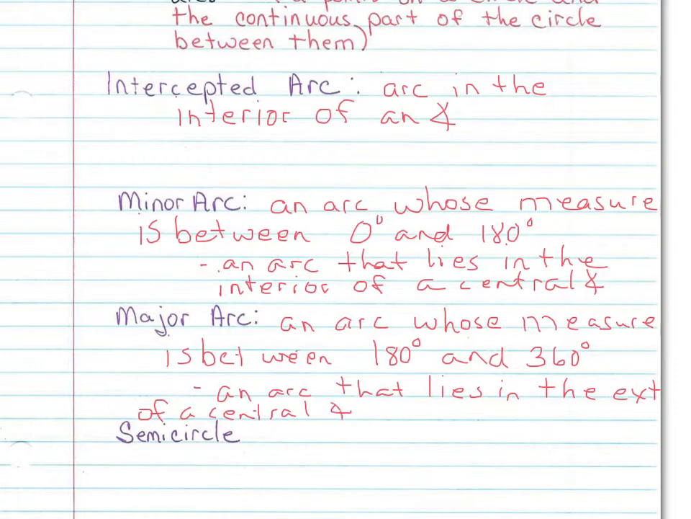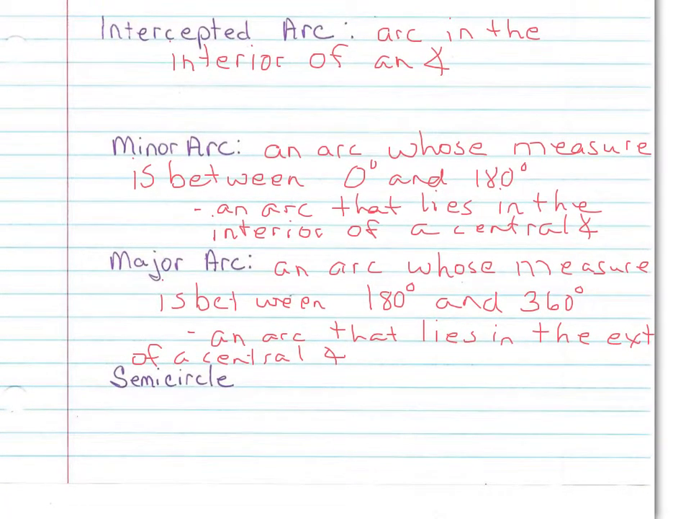A major arc is an arc whose measure is between 180 degrees and 360. It's an arc that lies in the exterior of a central angle. And a semicircle is an arc whose endpoints are the endpoints of a diameter. It also measures 180 degrees.